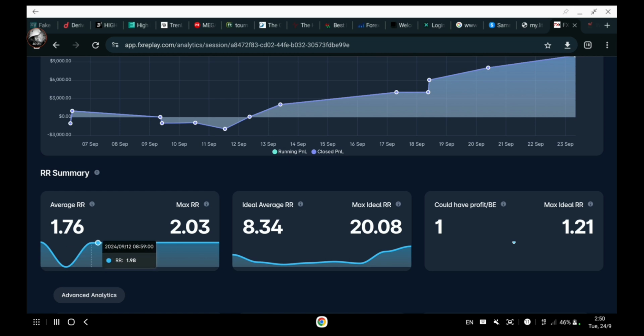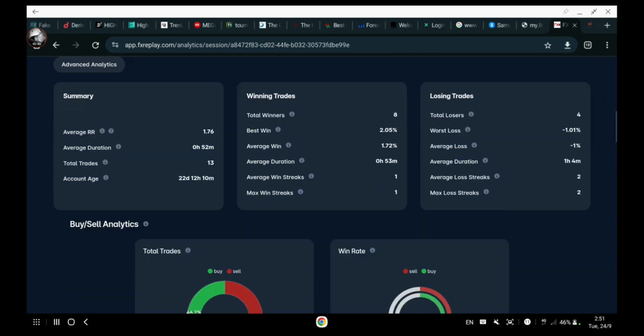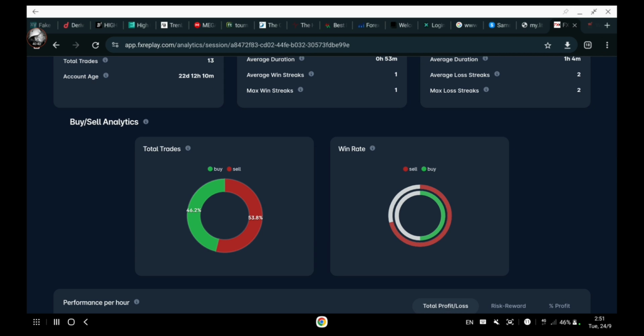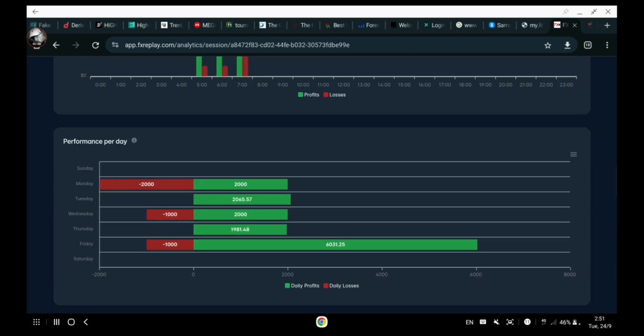You can see the average RR is 1.76, max is 2.03, ideal average risk to reward is 8.34, makes ideal. But if we increase this, we'll get more losses. You understand? You can see we took more sales than buys, but that doesn't matter as long as you profit.